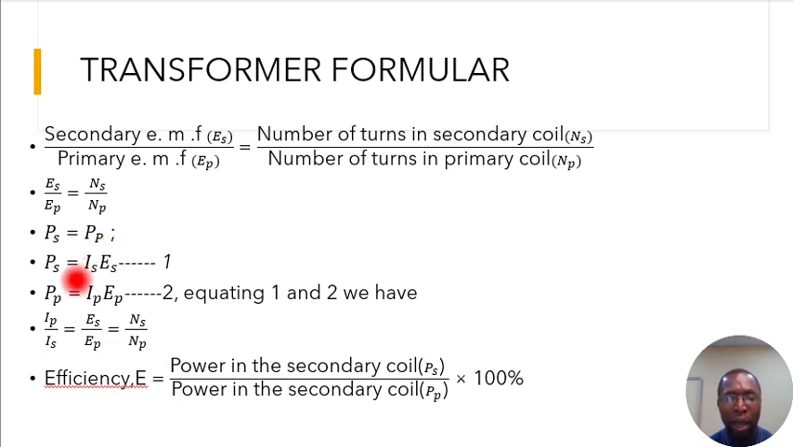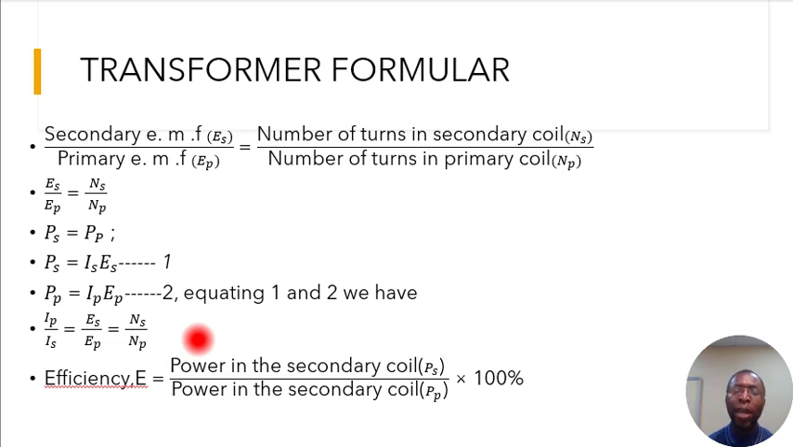Another one is that the power in the secondary circuit is equal to the power in the primary circuit. The power in the secondary circuit is current in the secondary circuit multiplied by voltage in the secondary circuit, while the power in the primary circuit is current in the primary circuit multiplied by voltage in the primary circuit. So we have two equations here. Now if you equate equations 1 and 2, we'll have this formula: IP over IS equals ES over EP, which equals NS over NP, depending on the way the question is being set.